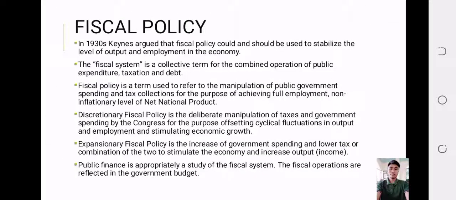Fiscal policy. In the 1930s, Keynes argued that fiscal policy could and should be used to stabilize the level of output and employment in the economy. The fiscal system is the collective term for the combined operation of public expenditure, taxation, and debt. Fiscal policy is the term used to refer to the manipulation of government spending and tax collection to achieve full employment and a non-inflationary level of net national product, and so on.